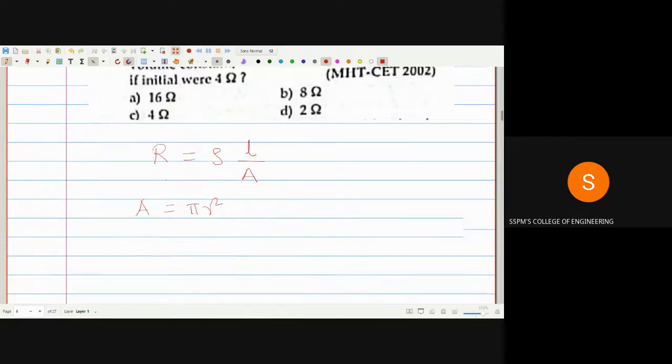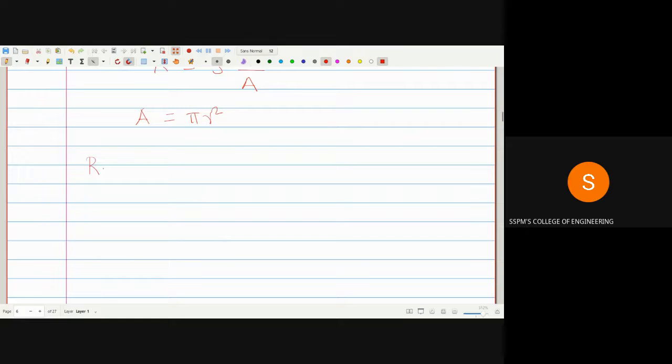So there are two cases. Let's consider first case is R1 is equal to rho. Rho is a constant in both cases. L1 divided by pi R1 square. And second case is R2 is equal to rho L2 divided by pi R2 square. So taking ratio R2 divided by R1 is equal to काय येणार बघा. दोघांचा रेशो घेतला तर काय येईल? L2 divided by L1 multiply by R1 square divided by R2 square.